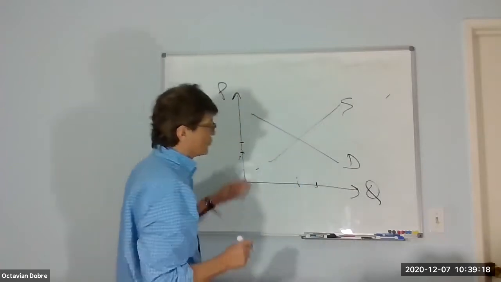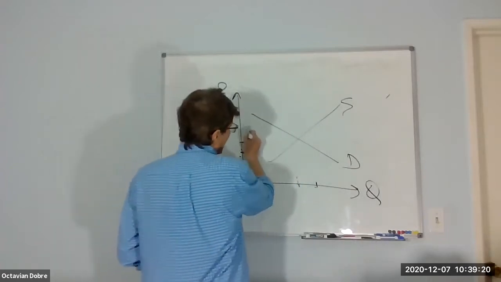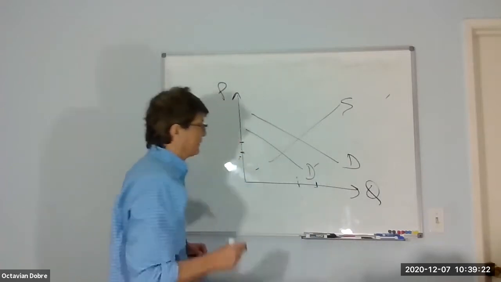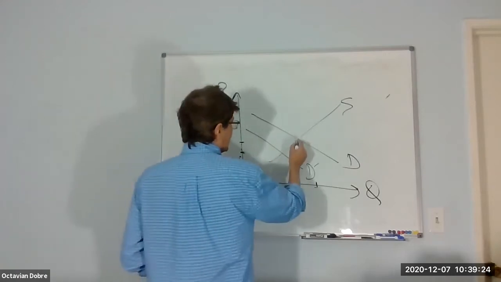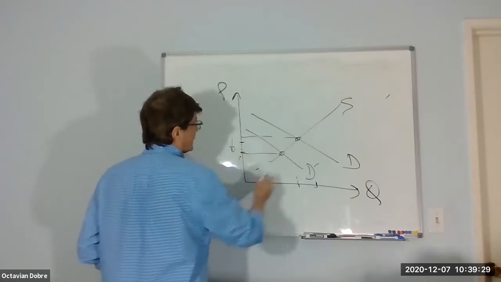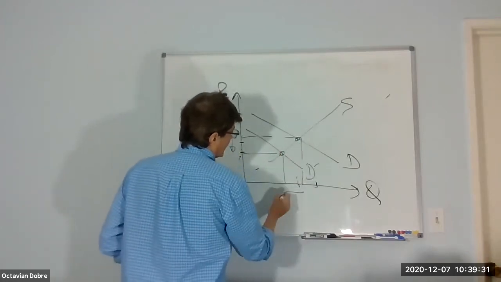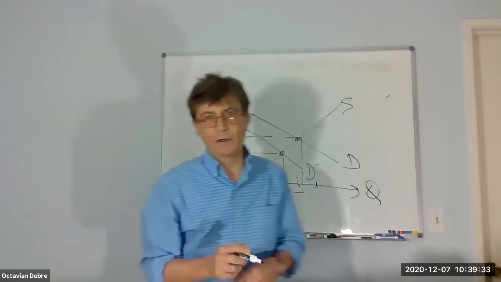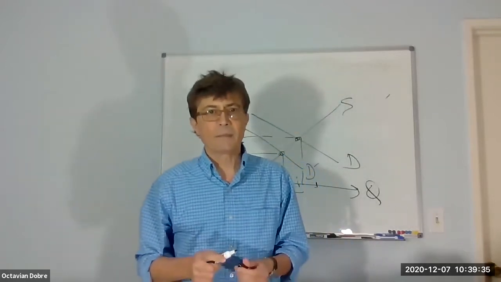Here, I have the original supply and demand, and then the demand for a product decreases. As you can see, price is going to go down and quantity will also go down. So you can determine what happens to both.